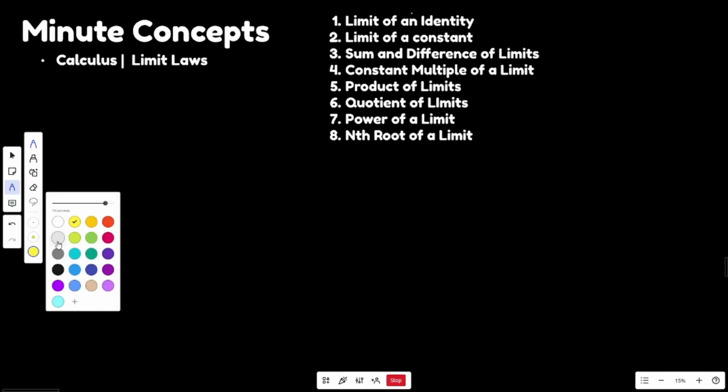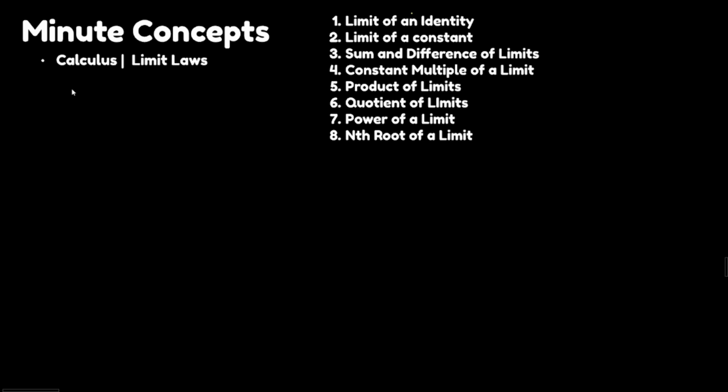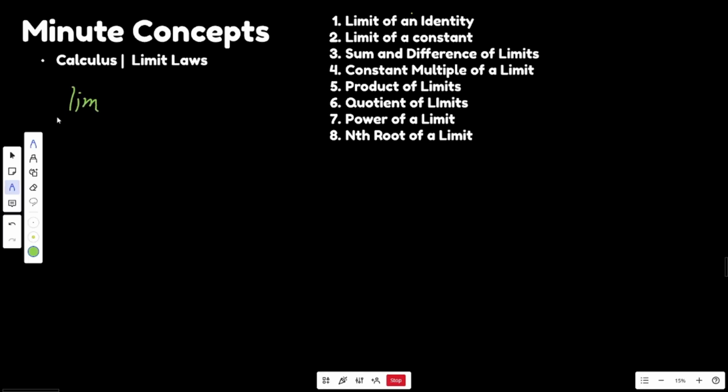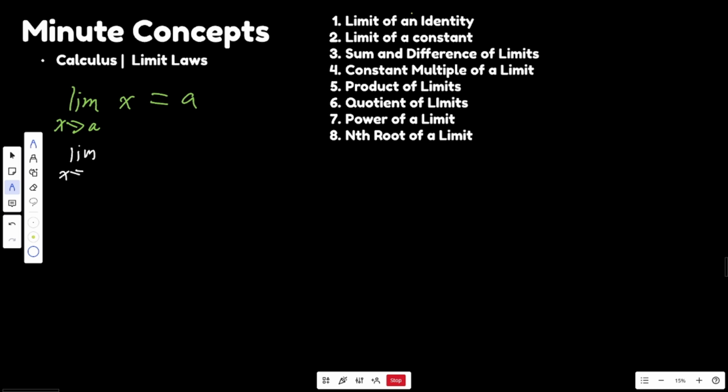So starting with the first law, we have the limit of an identity. An identity function is basically when f of x is equal to x. Now, when we're dealing with something like this, for example, the limit as x approaches a certain number of the function x is going to be equal to a, or the value that we're approaching. This is our limit of an identity. So if we're, for example, getting the limit as x approaches 2 of x, then the limit is 2.